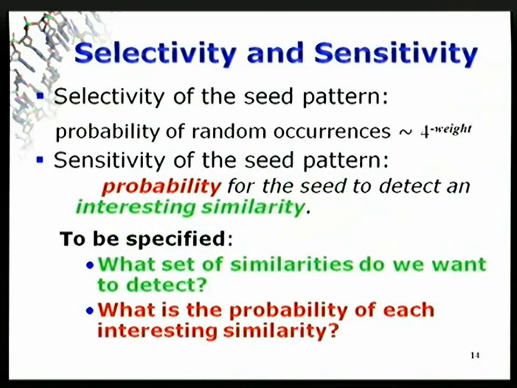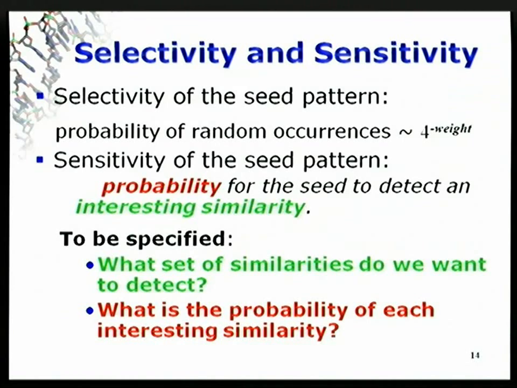And we have to introduce some measures for selectivity and sensitivity. In the case of selectivity, it's easy because the natural measure is the probability of a random occurrence of a seed. In the case of an alphabet of four symbols, it will be 4 power minus weight. Weight is the number of matches we want.